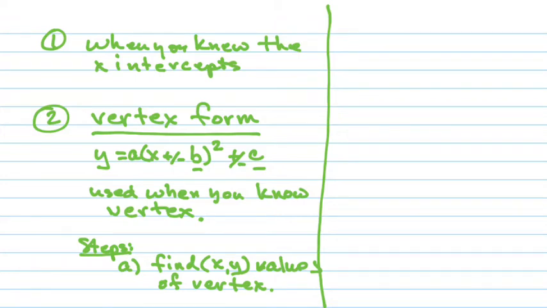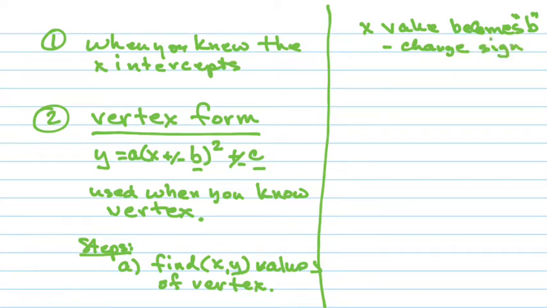All right. Now, the x value becomes the b. But again, remember, because you're putting it in a bracket, you need to change the sign. Step B. Okay. Step C. The y value becomes c. But this time, remember, you're not going to change the sign. So the y value just becomes your c. Again, you have to have it in the right format.